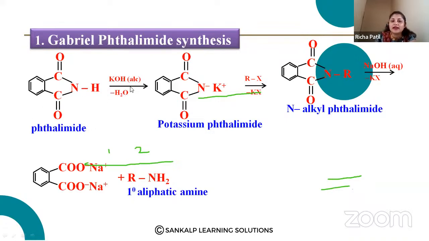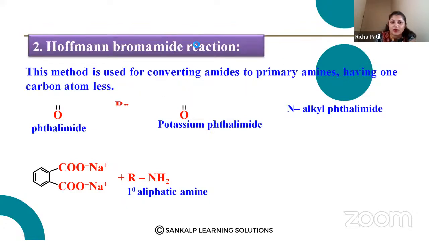Phthalimide is treated with alcoholic KOH, that is a base. And what happens here? Your hydrogen is an acidic hydrogen. So this acidic hydrogen gets replaced by potassium, K. It becomes potassium phthalimide. So it forms its potassium salt.